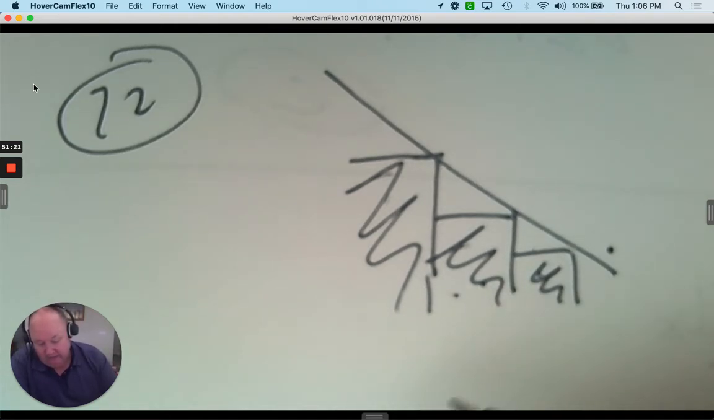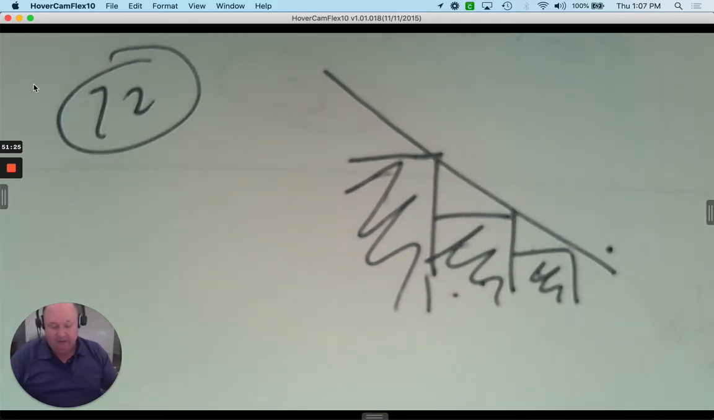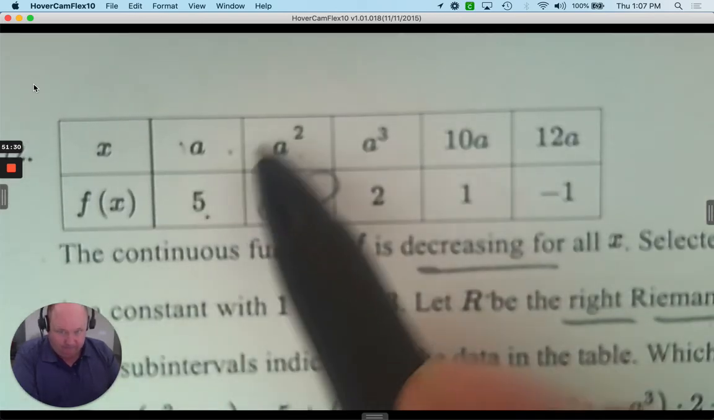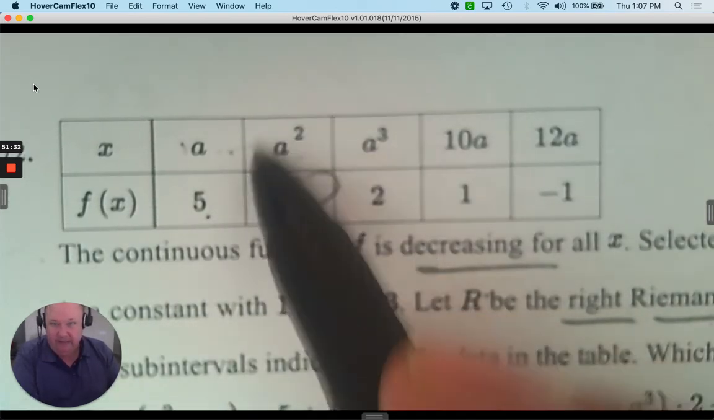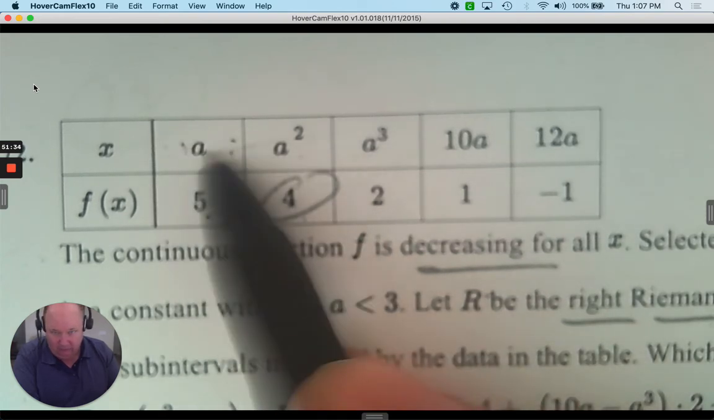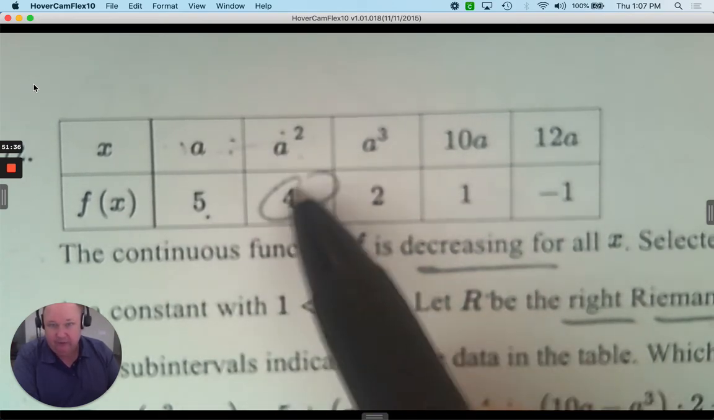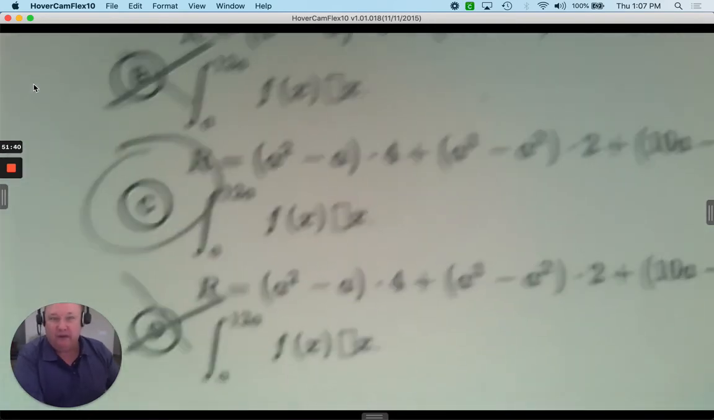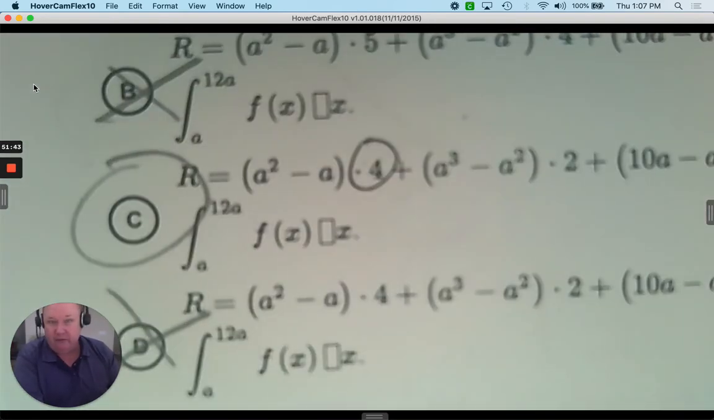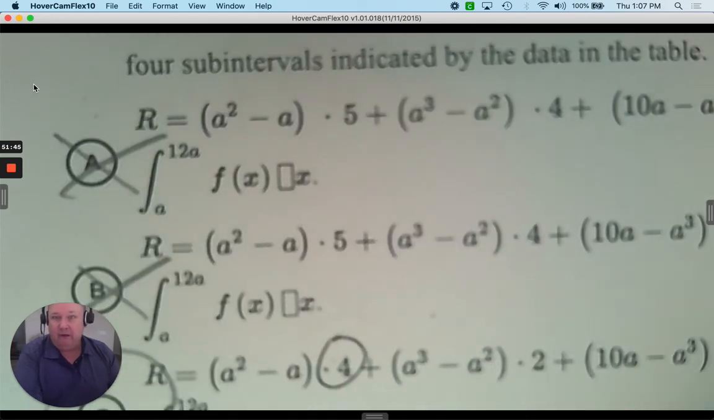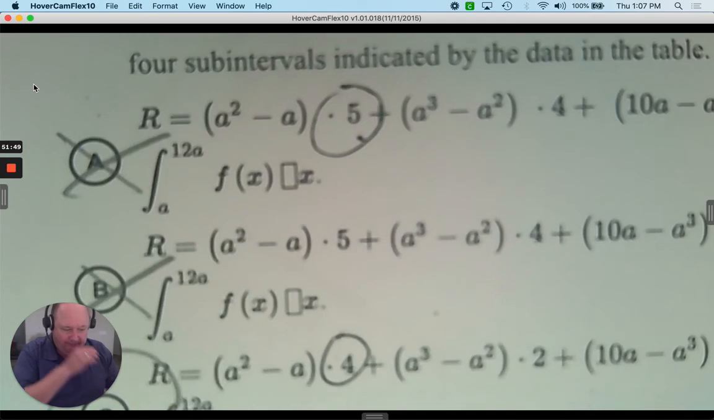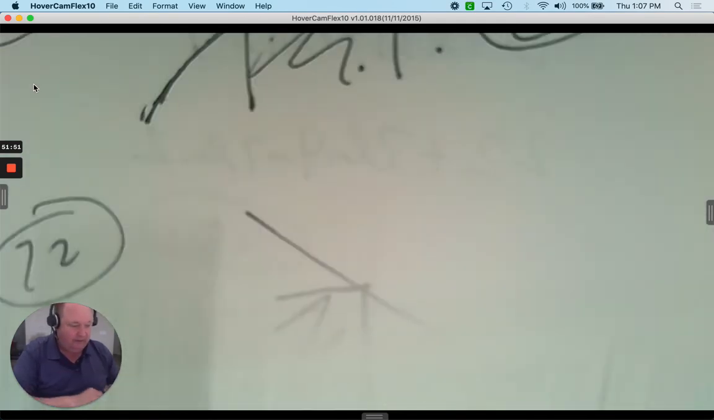So A or C, and now which one's right for a right Riemann sum? For a right Riemann sum, the distance is going to be a squared subtract a, that's the width. In a right Riemann sum, you would use 4 for the height. That's why C is the right answer, because it uses the height of 4 to begin with. Well, A uses the height of 5. That would be a left Riemann sum. So the one that matches for 72 is C.